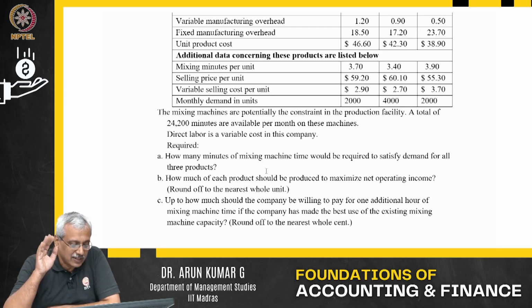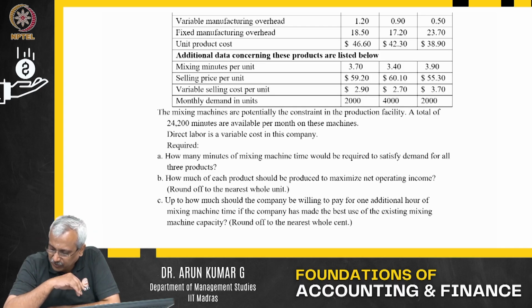Now required: number 1, how many minutes of mixing machine time would be required to satisfy the demand of all three products? Number 2, how much of each product should be produced to maximize the net operating income? Number 3, up to how much should the company be willing to pay for one additional hour of mixing machine time if the company has made the best use of the existing machine capacity? Let us come to the third question a little later. Let us solve the first and the second as of now. That is more important.